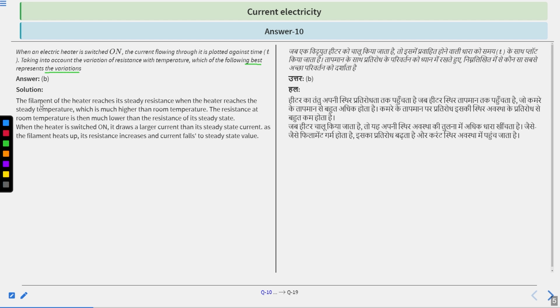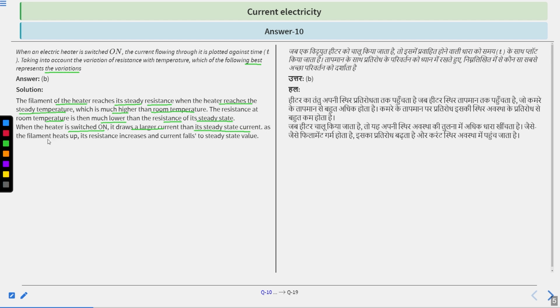So the solution is, the filament of the heater reaches its steady resistance when the heater reaches the steady temperature, which is much higher than room temperature. The resistance at room temperature is then much lower than the resistance at steady state. When the heater is switched on, it draws a larger current than its steady state current.